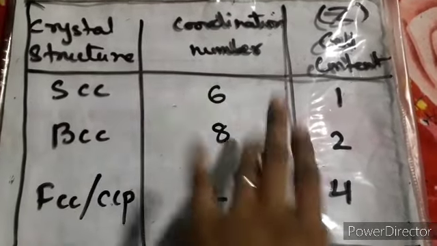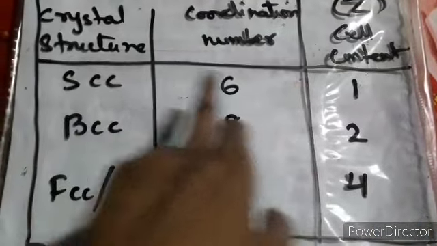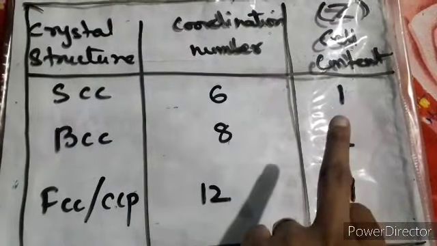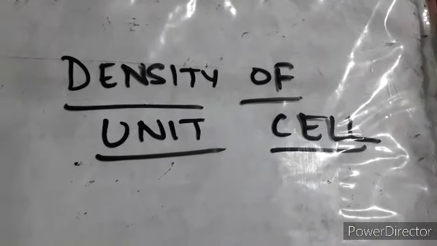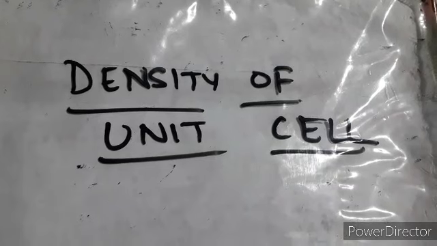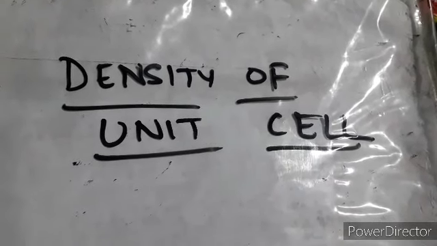But over here you learn this so that it will help you out. You know how to calculate, for SCC, how many atoms that particular unit cell contains. BCC also you know. Now, class 12, we are focusing on the new topic, density of unit cell, and it's very important. 3 marks questions come from this particular topic.